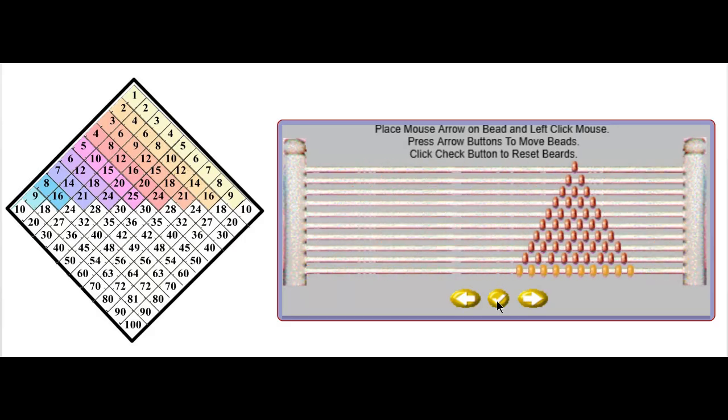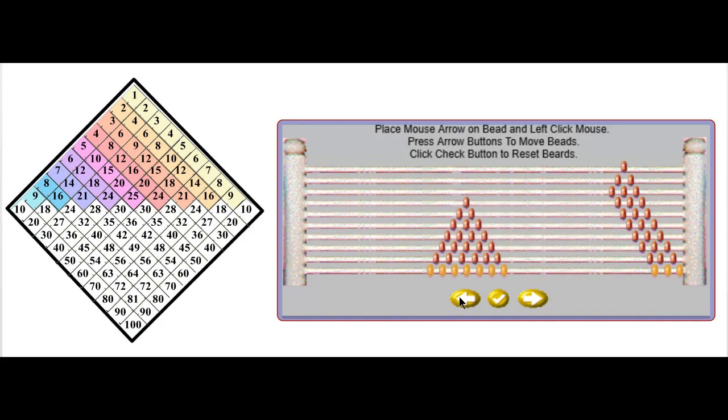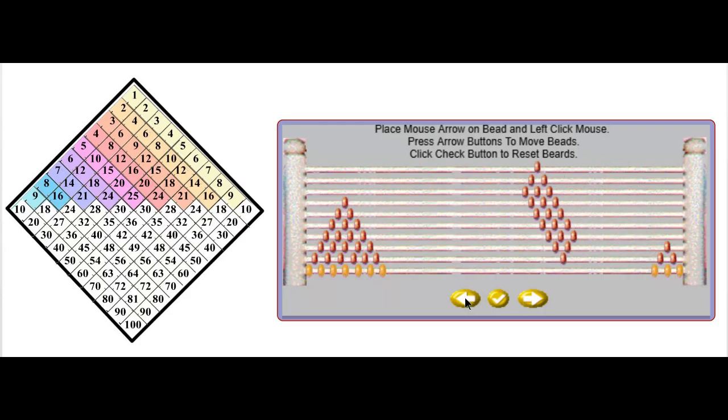Now, let's do 56, inputting only with the bottom beads. 56 equals 7 times 8. So we count 1, 2, 3, 4, 5, 6, 7. And we can push this rectangle over that we know we'll need on the other side. And then start counting out our 8.